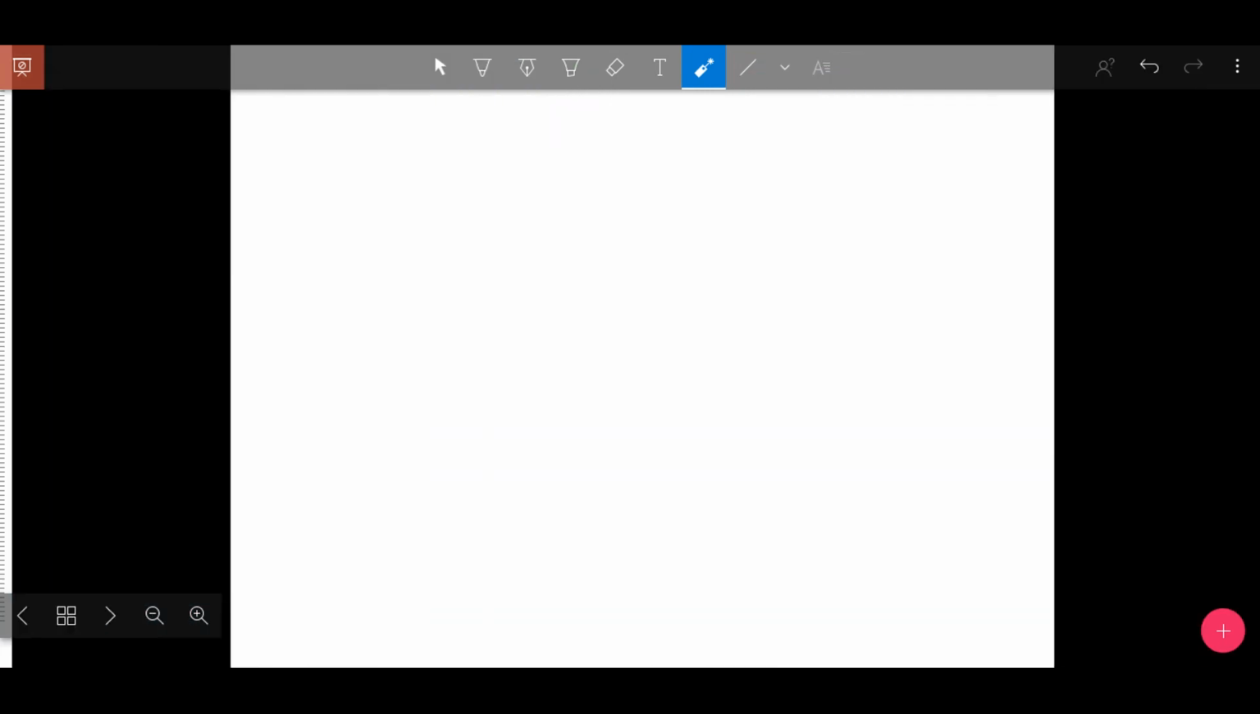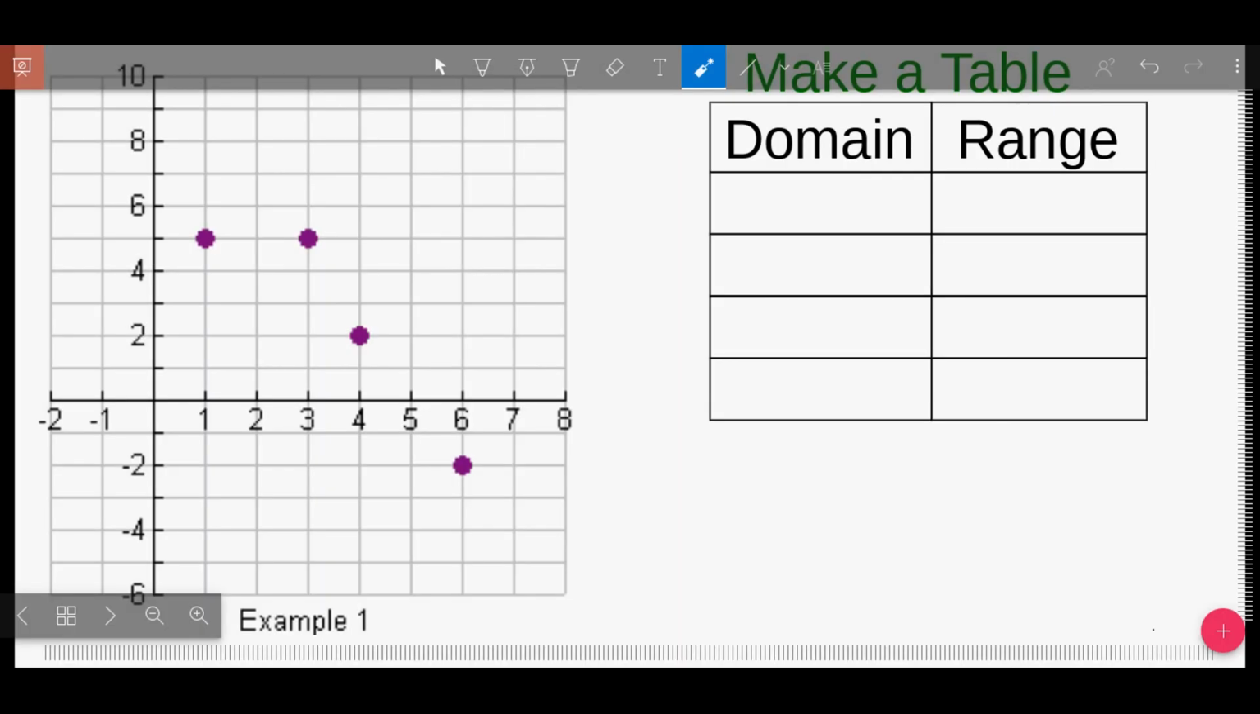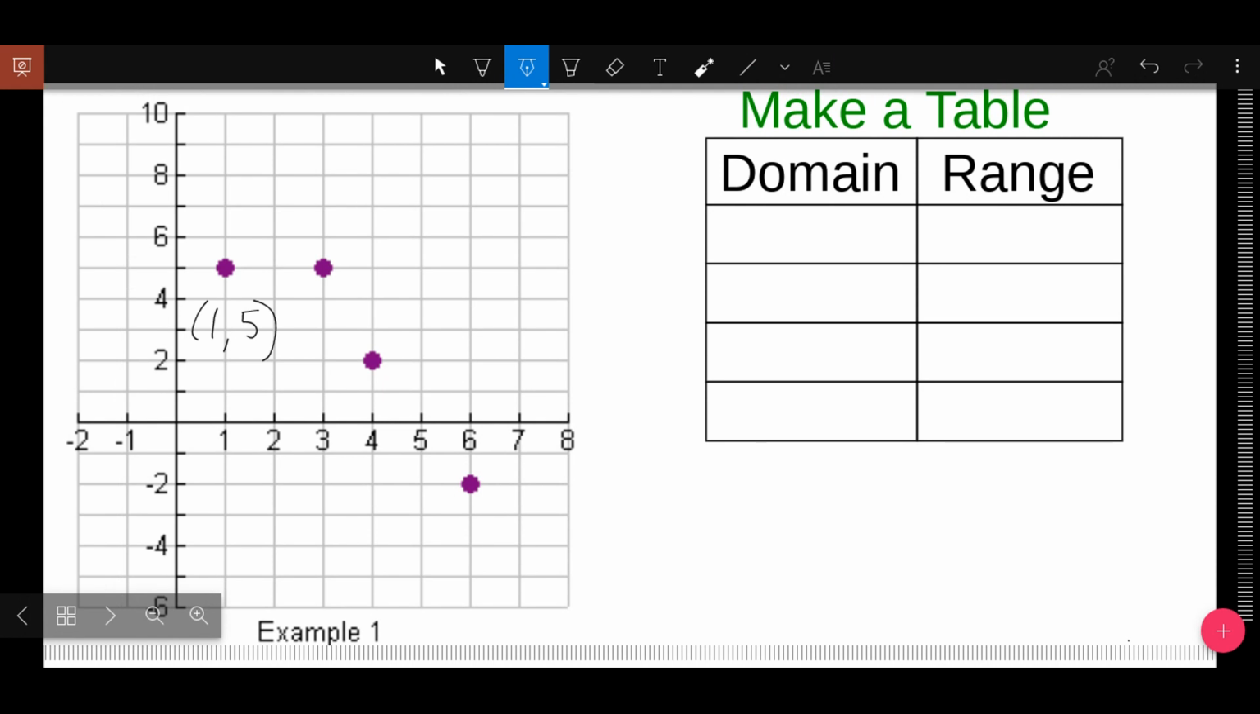Okay, the next thing we're going to look at is the domain and range of a function. So we're going to identify them from a graph. And this is actually really easy because you're used to reading ordered pairs and finding coordinates. So we know that the coordinate of this is the x value first, which is 1, because that's where it is, and it is 5 high and 5 on the y value. So all we're going to do is put our domain, which is our x value there, and our range, which is our y value, right here. So we've got 1 and 5.